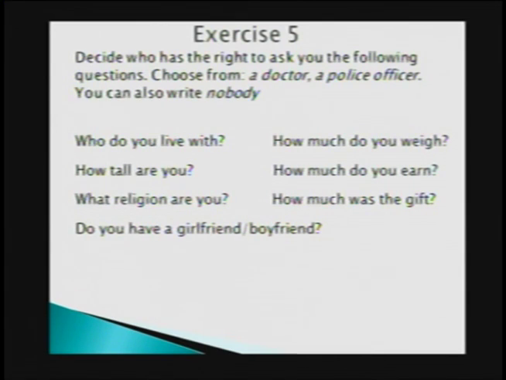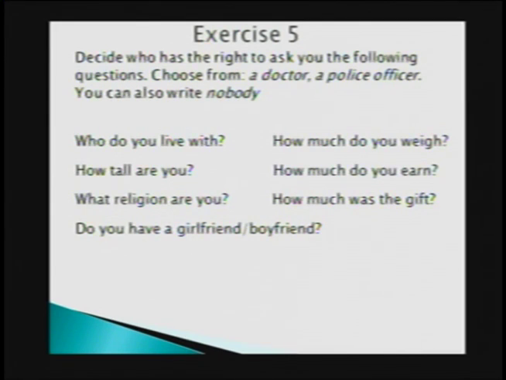Do you have a girlfriend or a boyfriend? Well, a police officer might ask you that. So just remember that specific people can ask you specific questions in a certain context. It doesn't mean that now the police officer who lives next door can ask you all these questions. It's just a police officer in the police station, in the place where he works.